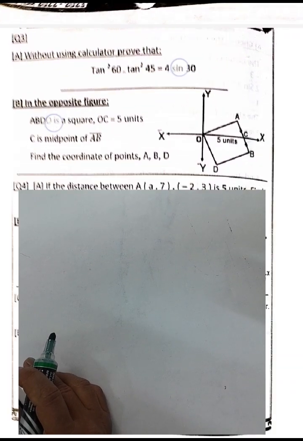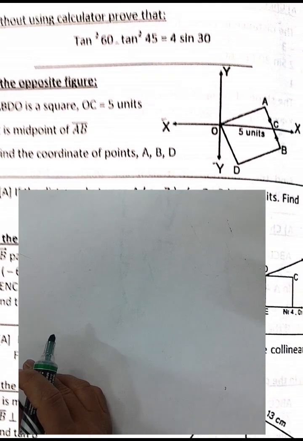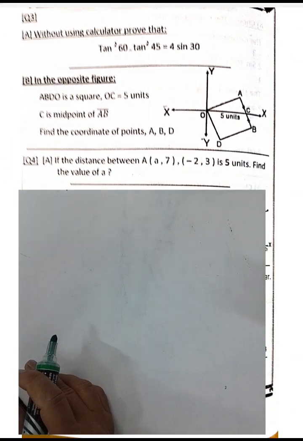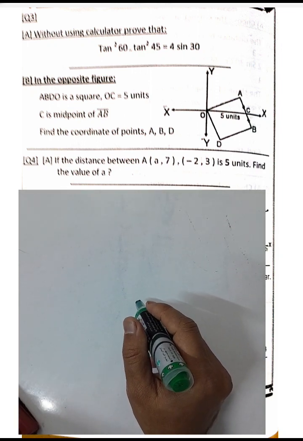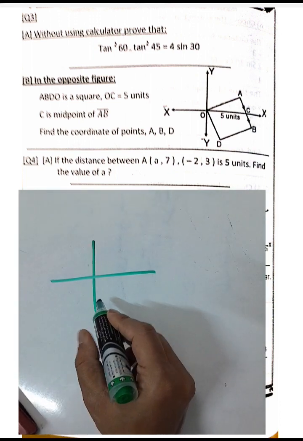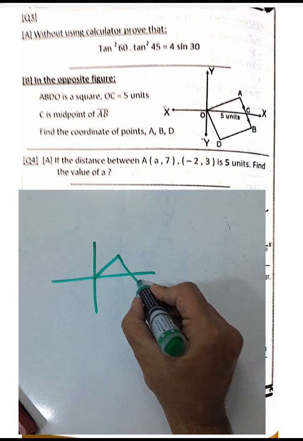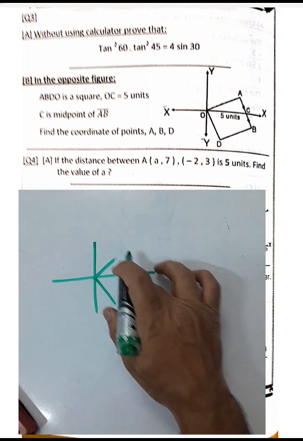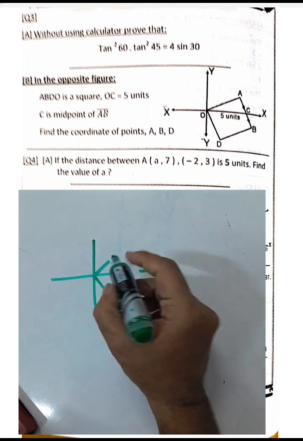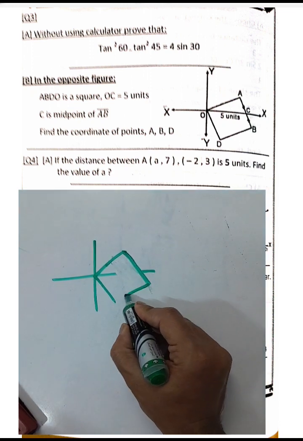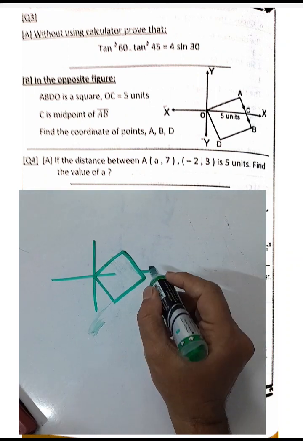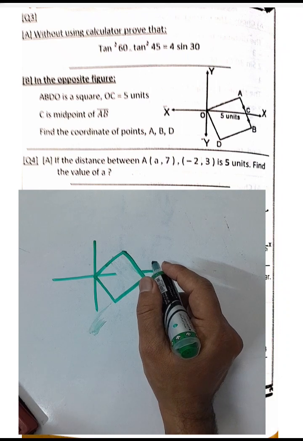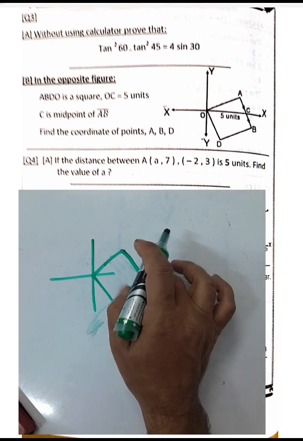Next question. ABCD is a square and OC equals 5 cm, and C is the midpoint of AP. Find the coordinates of the point ABCD. Okay, I will draw the square, pay attention to this example. We have a square here. Look with me, in a square all sides are equal lengths. You must draw it exactly, and they give us C is the midpoint. Yes, this point is the middle.